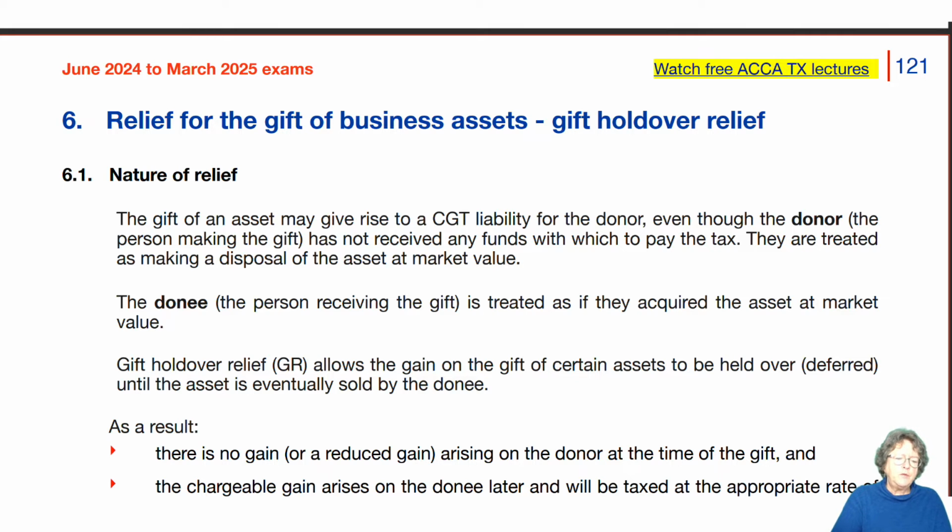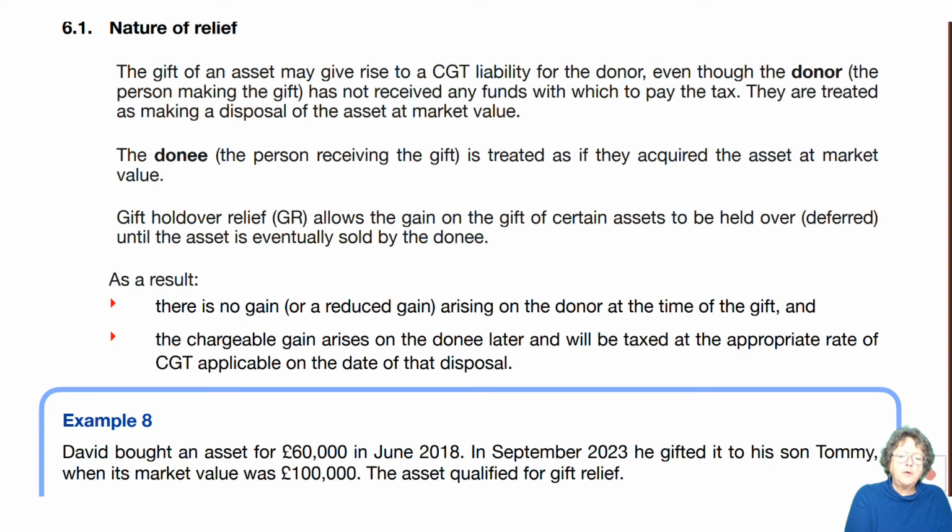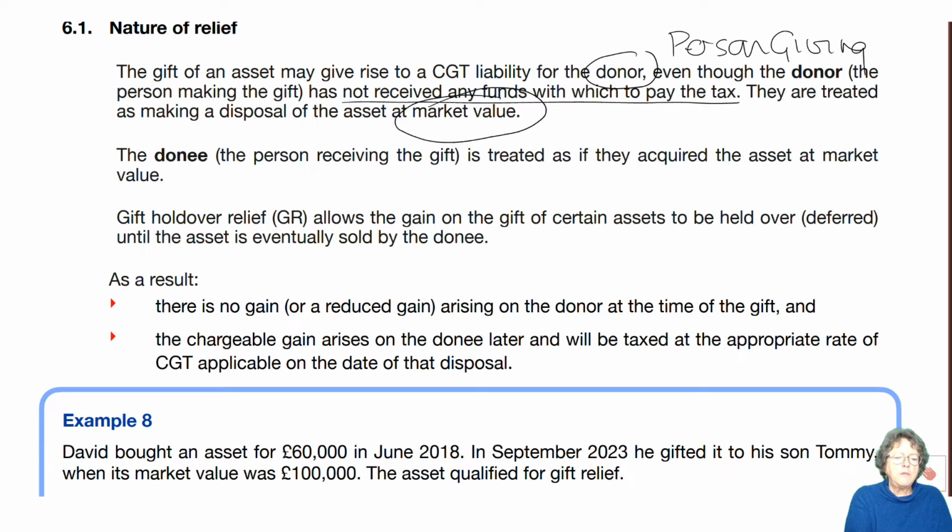So let's move on to gifts. Gift relief is available where the donor, that's the person who is giving, has a tax liability. However, as they are gifting it, they have not received any funds on which to pay the tax. So they are treated, again, connected persons, if you need to look at that in a previous chapter, as disposing at market value.